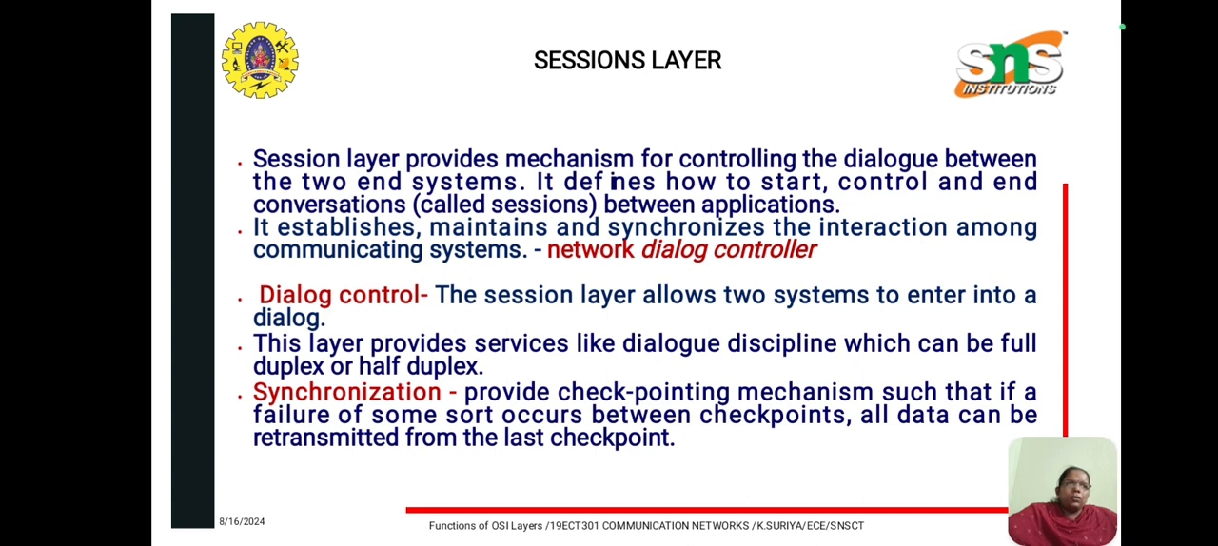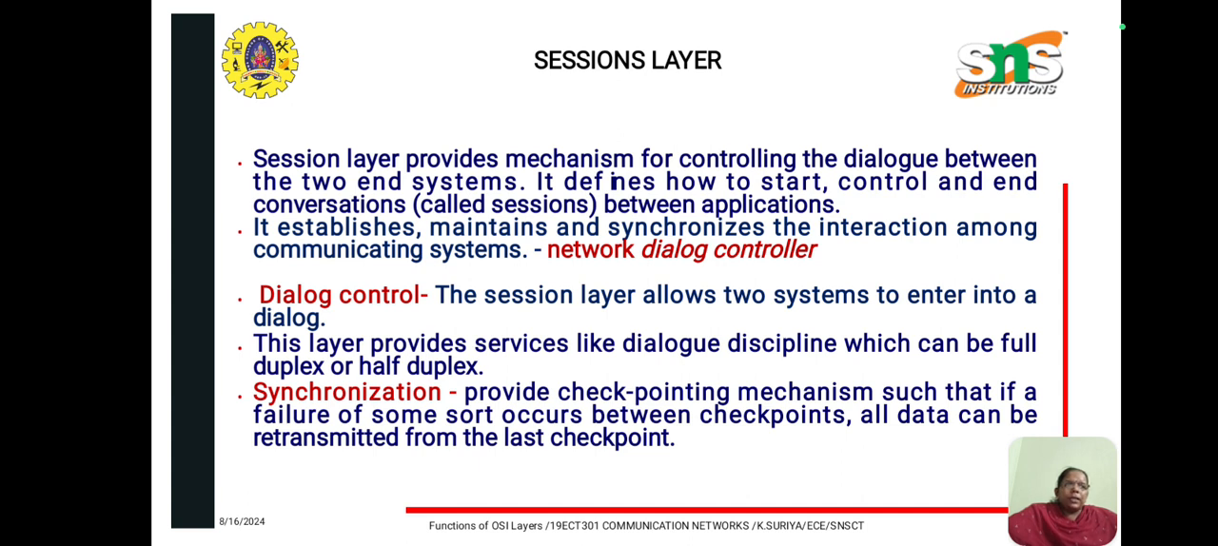It allows the communication between the 2 processes to take place in either half duplex or full duplex mode. The session layer allows a process to add checkpoints or synchronization points to a stream of data. For example, if a system is sending a file of 2000 pages, it is advisable to insert checkpoints after every 100 pages to ensure that each 100 page unit is received and acknowledged independently.